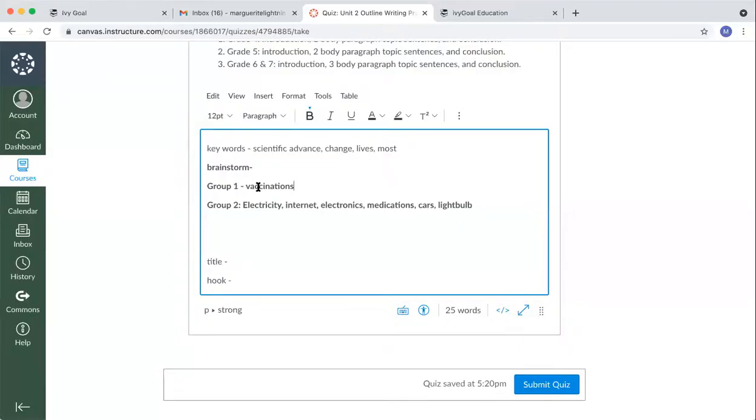All right, so let's go forward. And here's some brainstorm ideas. So we have vaccinations, electricity, internet, electronics, medications, cars, and light bulbs. Good.